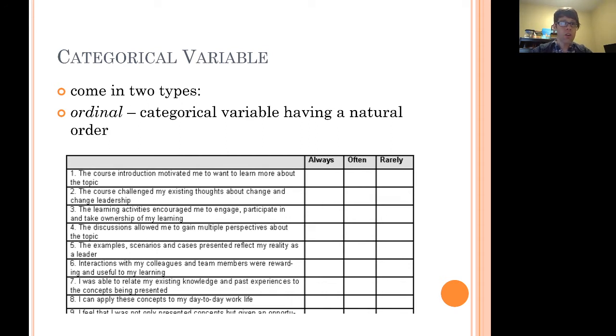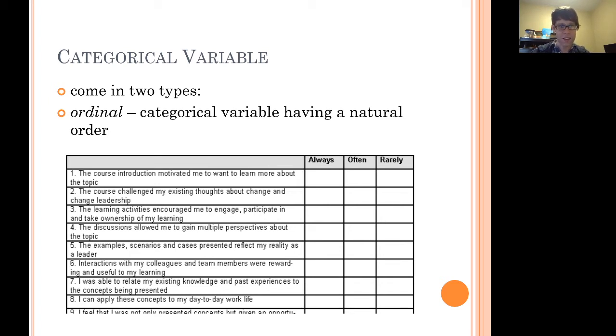Now, categorical variables do have some subtypes. The first type of categorical variable is called an ordinal categorical variable. Ordinal just means that there's an order to it. Ordinal, order is how I remember this one. And I've put an example up here on the slide of some questions.